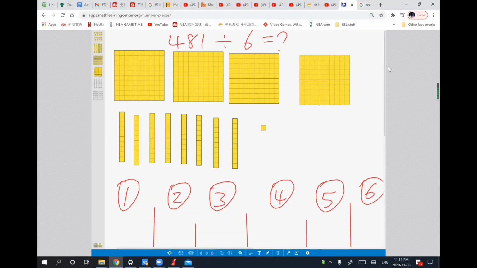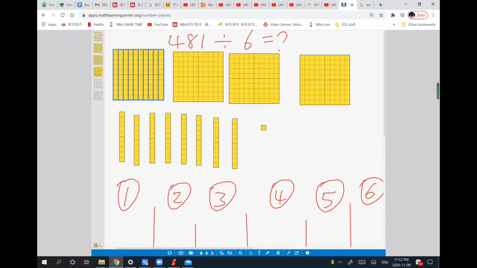So now we're gonna solve 481 divided by 6 using base 10 blocks. So I have my 481 represented by base 10 blocks. I have 1, 2, 3, 4, 400s. I have 1, 2, 3, 4, 5, 6, 7, 8 tens. I have my ones. Now, because I need to divide them into 6 groups, and I cannot divide 400 equally into 6 groups, I have to break all of them apart.